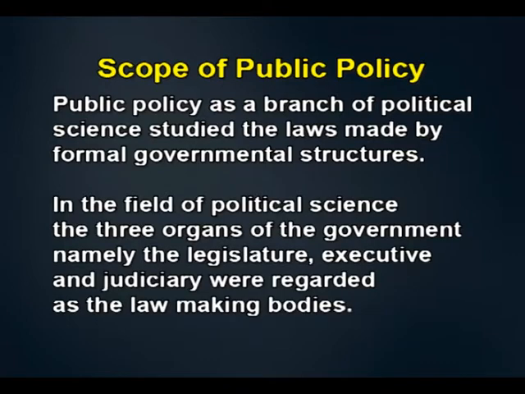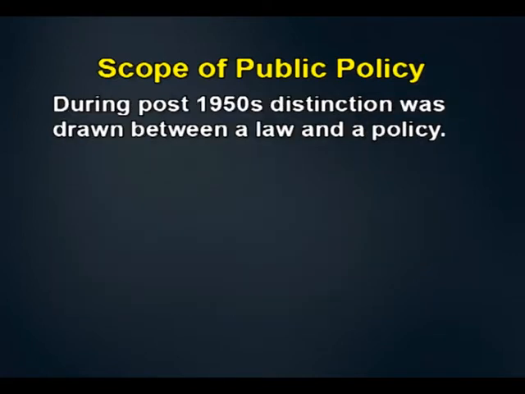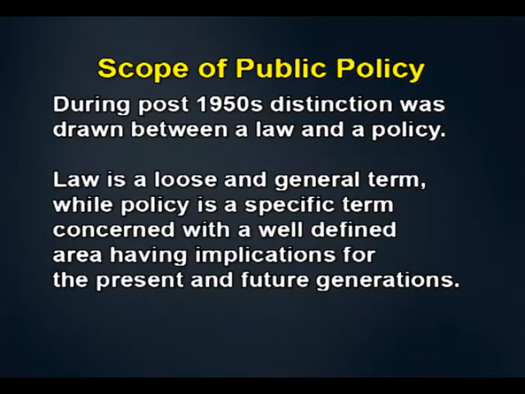In the field of political science, the three organs of the government, namely the legislature, executive and judiciary, were regarded as the law-making bodies. However, during post-1950s, a distinction was drawn between a law and a policy. Law is a loose and general term, while policy is a specific term concerned with a well-defined area having implications for the present and future generations.